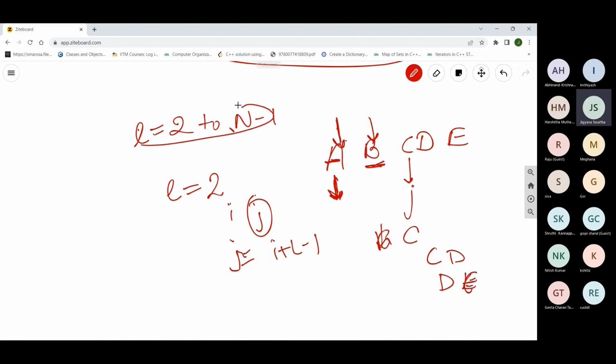Similarly, if your length is 3, again you will start from index i equals 1, and then you go from ABC, then you go to BCD, and then CDE.